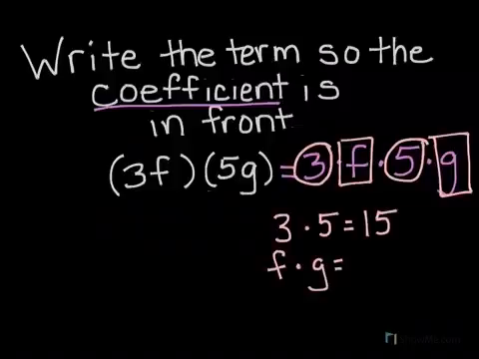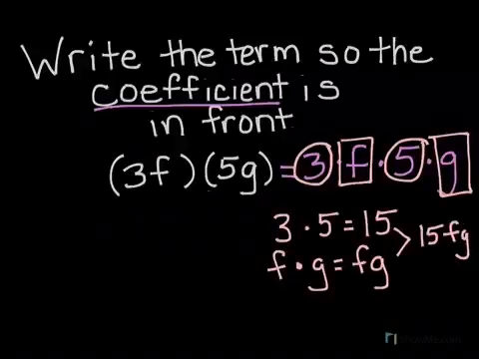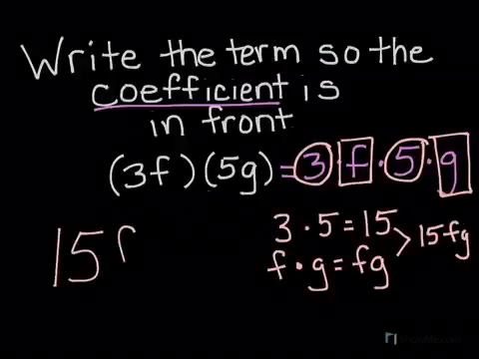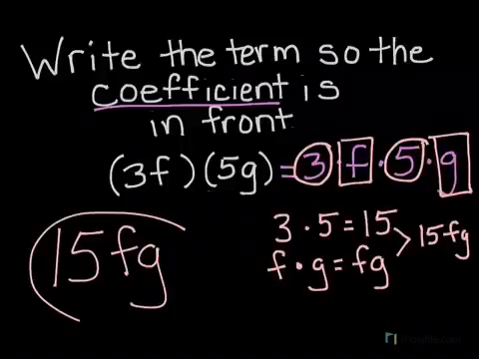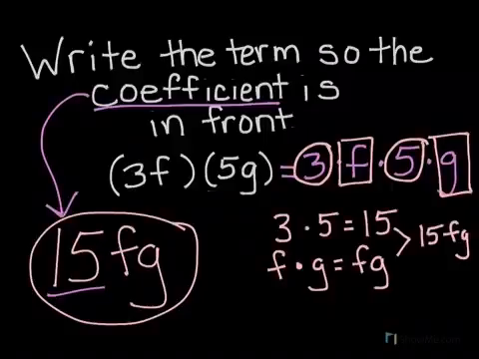They're both variables, so I'm going to squish them together because I know when they're next to each other that there's an imaginary times sign. Now I can put these two together so that I have 15 times fg. So that is my final answer. I have simplified this problem, and my coefficient, which is the number hooked to a variable, is in front.